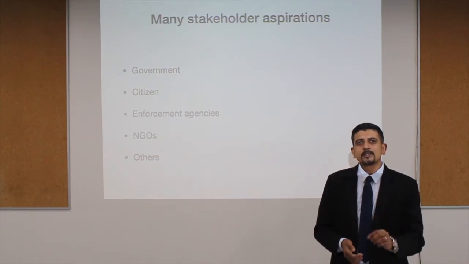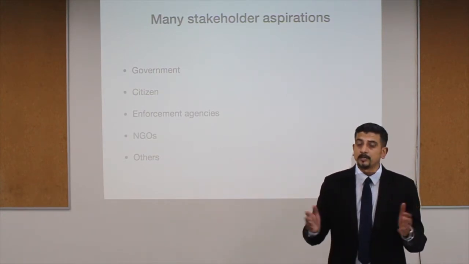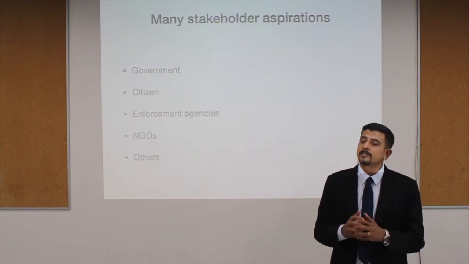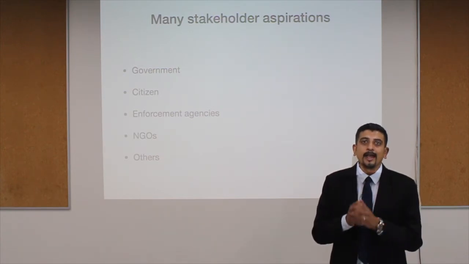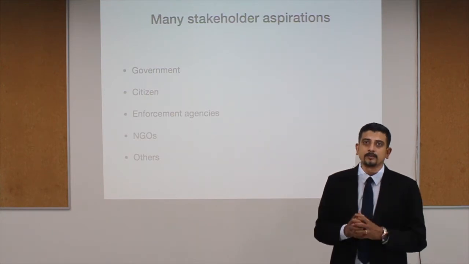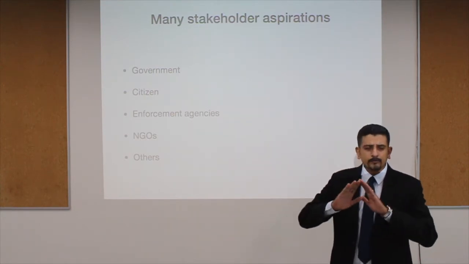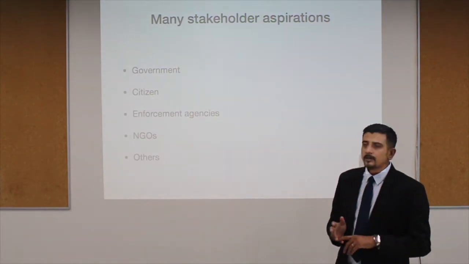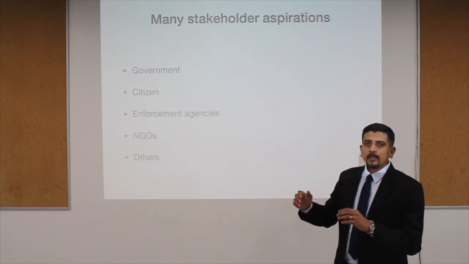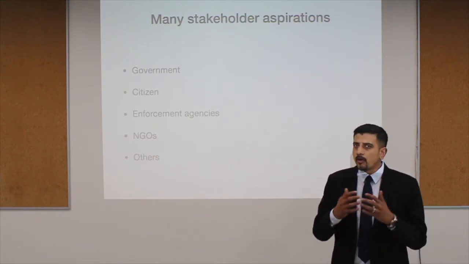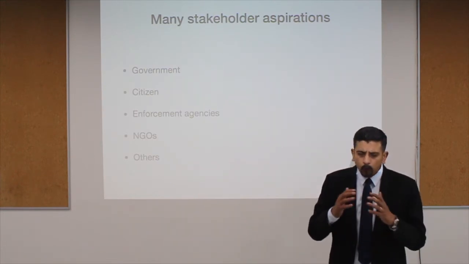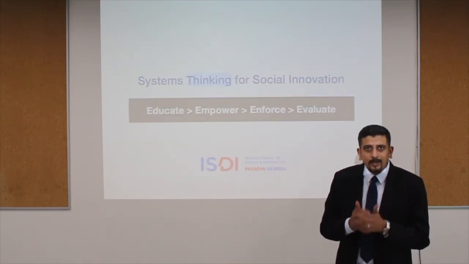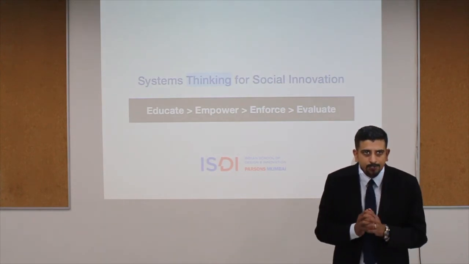While the design process is fairly linear in the 5 steps that I spoke about, systemic problems or complex social problems cannot be understood or addressed with a linear process of thought. It requires mapping of different stakeholder aspirations, which include people from the government, the citizens' aspirations, enforcement agencies, non-governmental organizations, and all the other people who are involved in addressing these complex issues. So, welcome to Systems Thinking for Social Innovation.